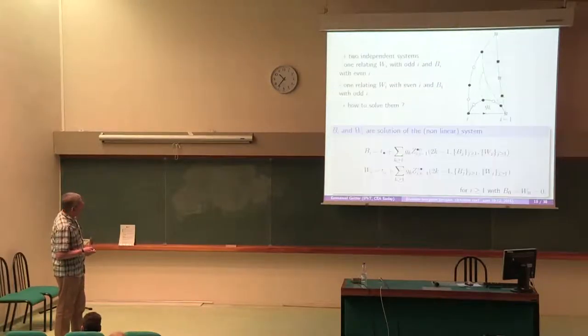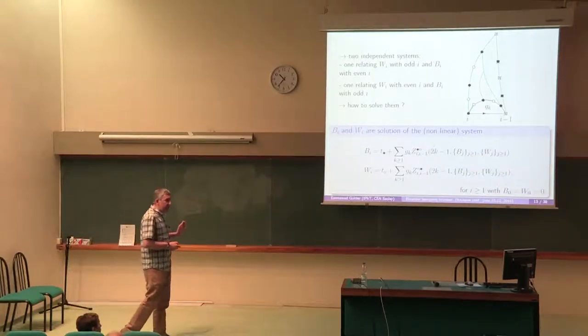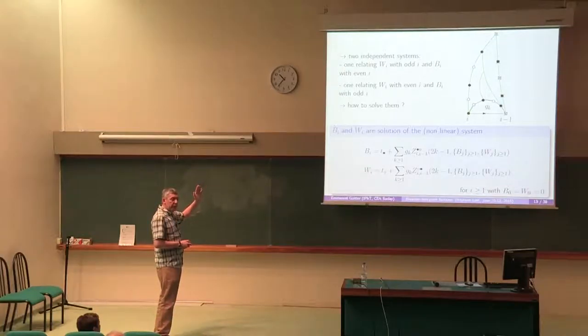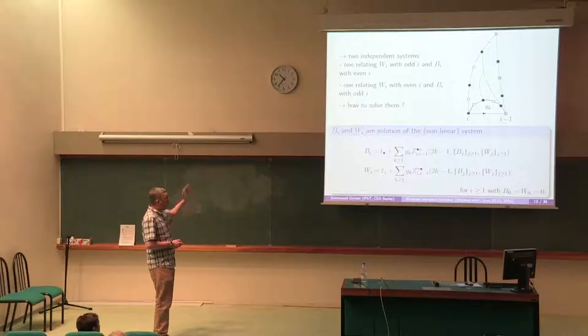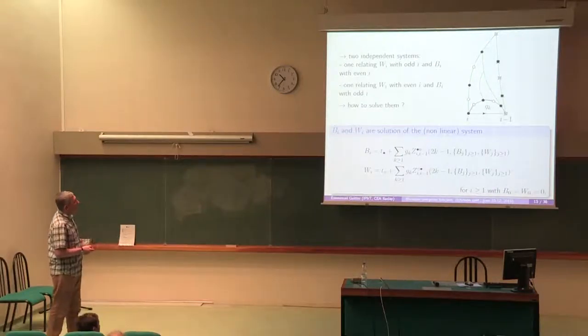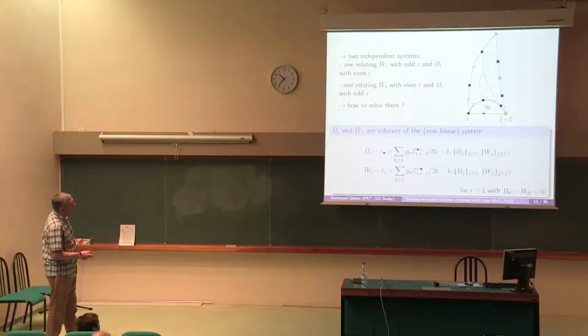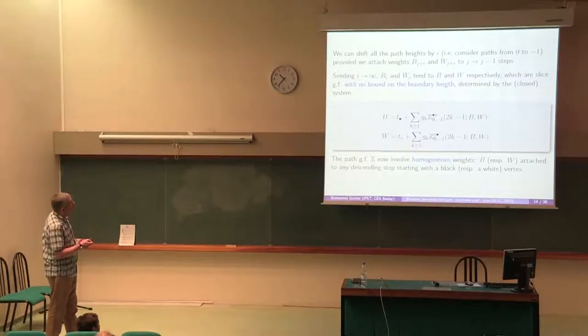So, by the way, if you take this equation you can send i to infinity, so it's going to describe slices for which there is no bound on the left boundary. i is just a bound on the length of the left boundary. So I will call B the limit of B_i when i goes to infinity. And this expression has a limit when i goes to infinity also, because you simply have to shift all the paths by i, and then we consider a path from 0 to minus 1, provided you attach weight b_{j+i} instead of b_j, etc. So all these weights tend to their limits b and w.